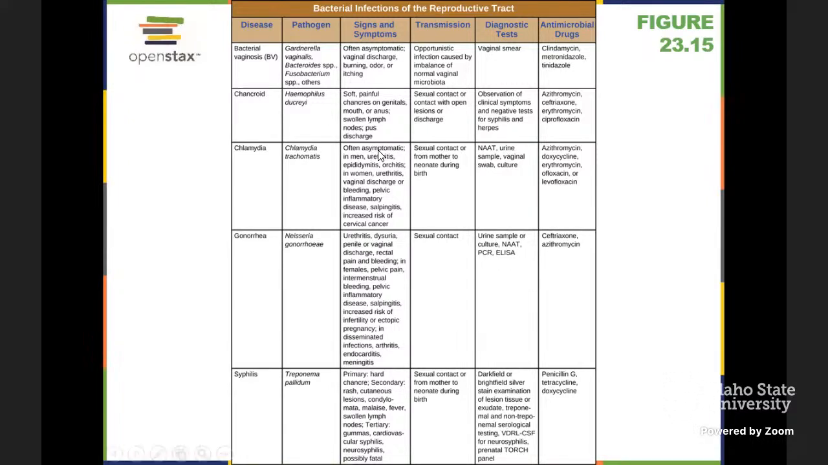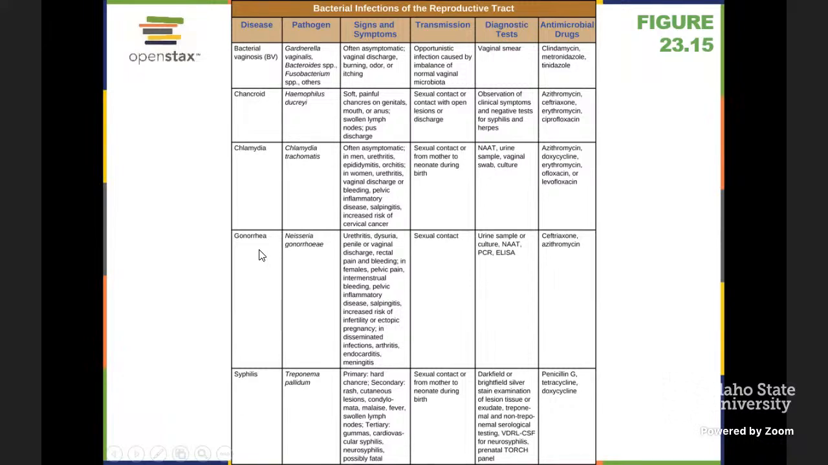So often asymptomatic, but if symptoms do result in men, we can see urethritis, epididymitis, orchitis. In women, urethritis again, discharge, bleeding, pelvic inflammatory disease. There's a handful that can stimulate this, salpingitis, which I believe is swollen and inflamed fallopian tubes, if I remember properly. And it also sets the stage for increasing the risk of cervical cancer. So, sexual contact or in transit through the birth canal are opportunities for infection, respectively.